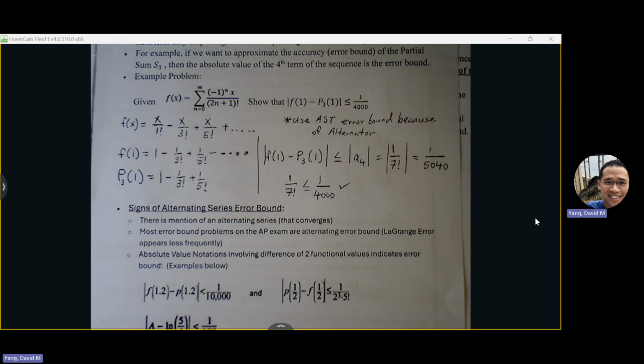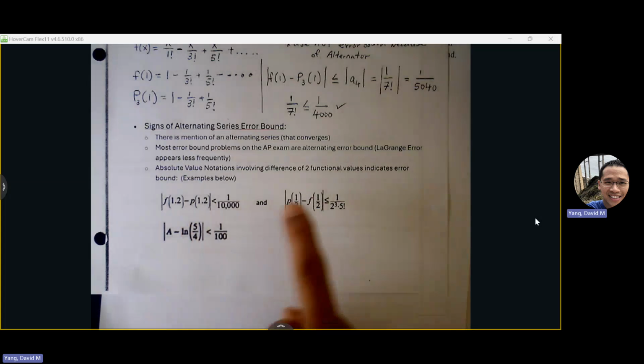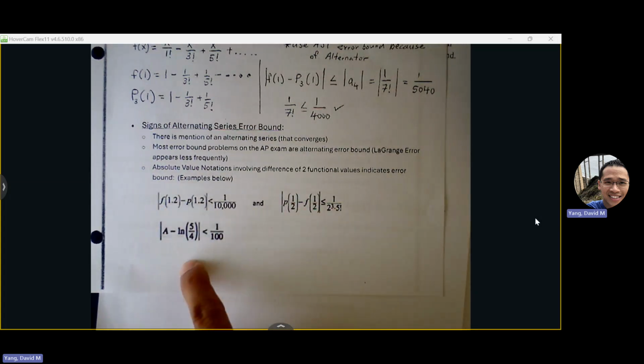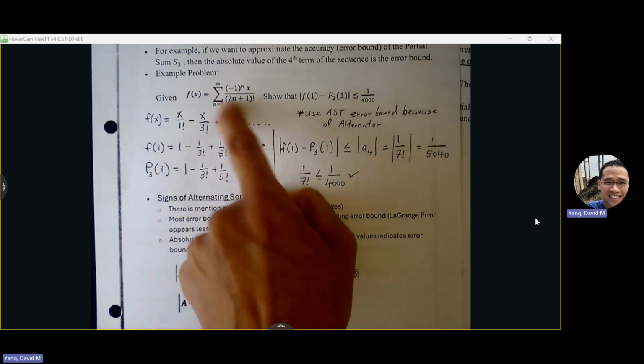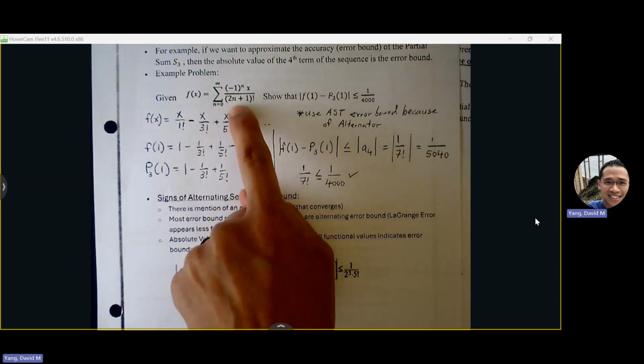First 3 terms. Yeah. Absolute value notations involving a difference of 2 function values indicate error bound. So whenever you see these notations, just know that they're trying to get you to do error bound some way, somehow. Okay. So if they don't mention alternating series error bound, you can gather that information by the fact that you see an alternating series and you see a converging series.